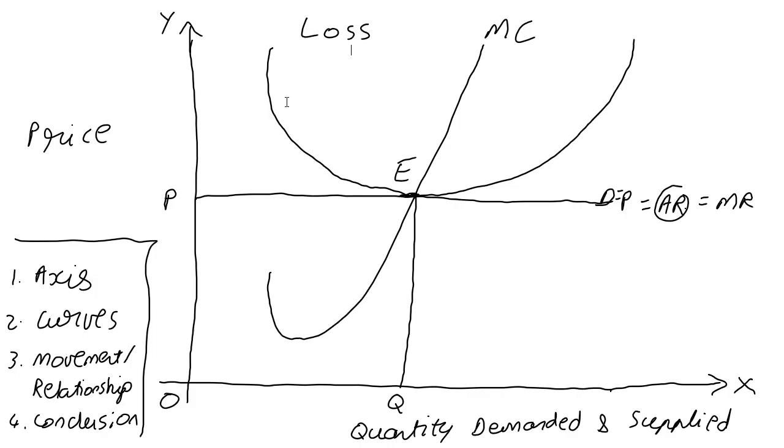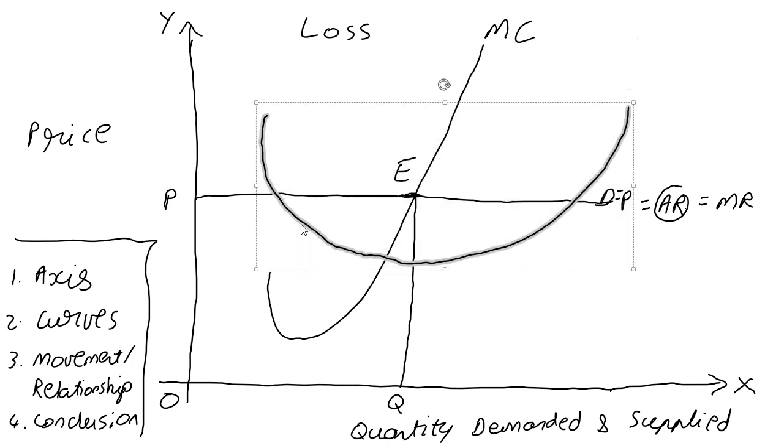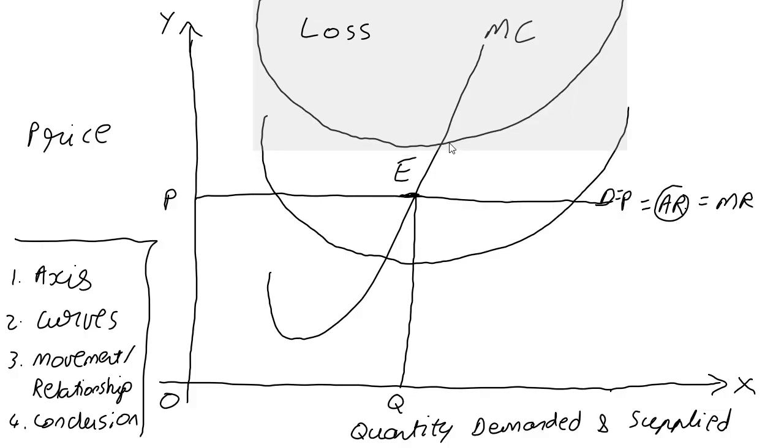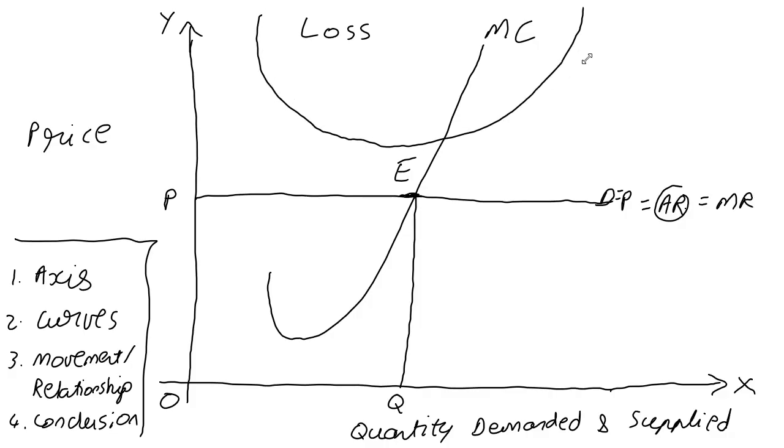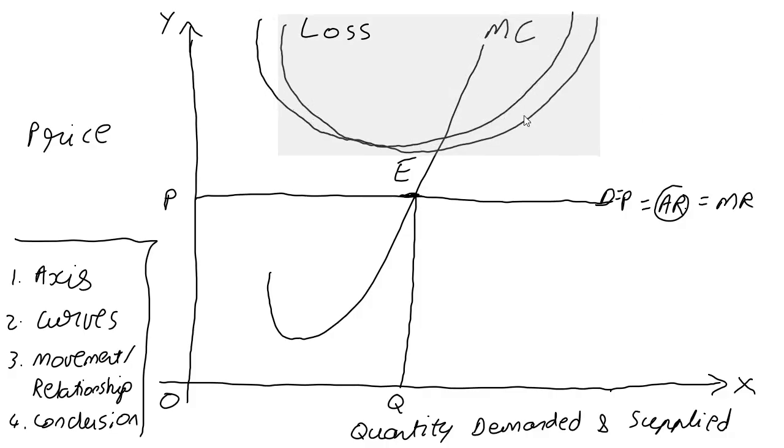So I'm going to select this and drag it down, just to show you a situation where it's a profit, because your ATC is now below your AR. But what happens if I drag it upwards? Now we are in a situation, and let me make it a little symmetrical.